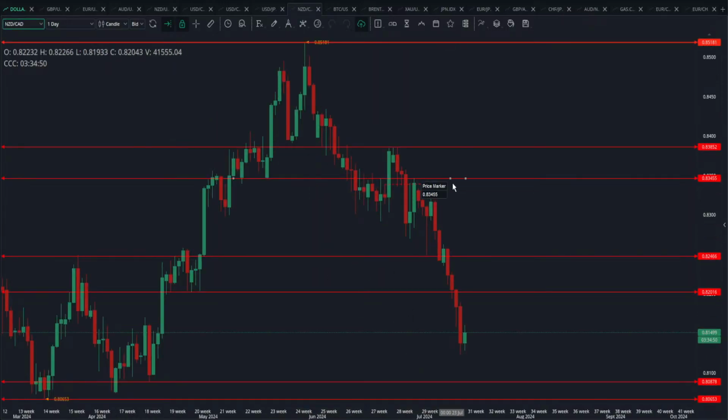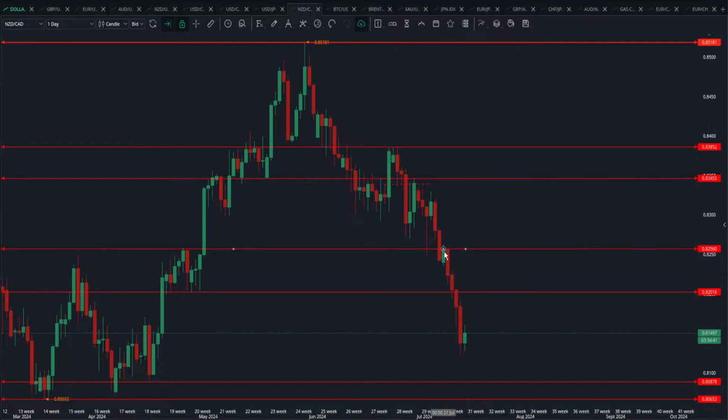New Zealand CAD, very nice price action. Next target 0.8087, upside resistance, potential resistance 0.8201. That's okay. And this is now swing pivot 0.82618. If it is broken to the upside, then we will start looking for the buying. Otherwise, no buying.